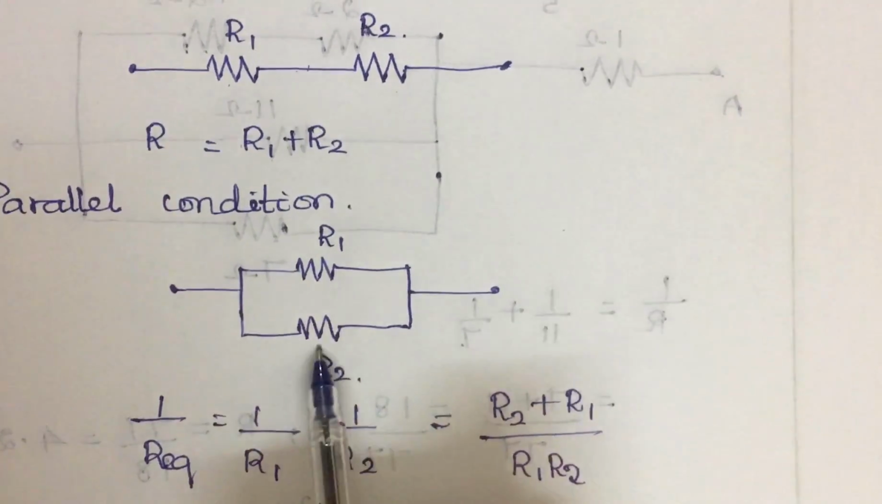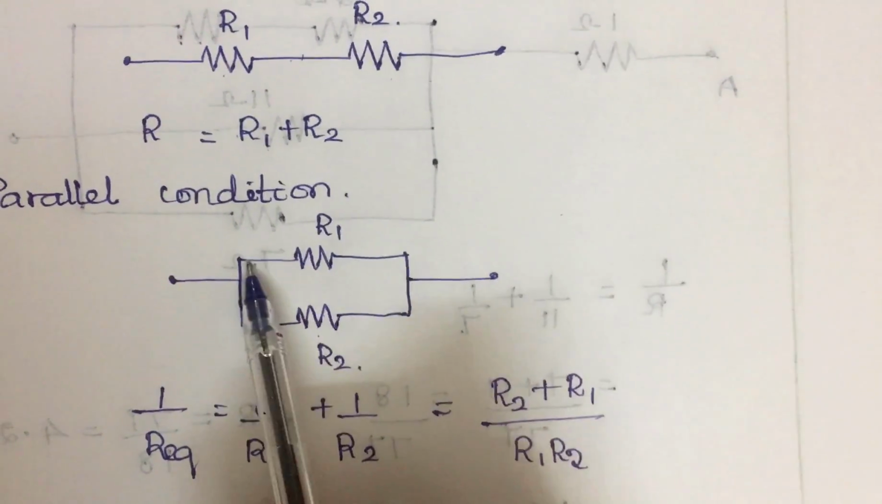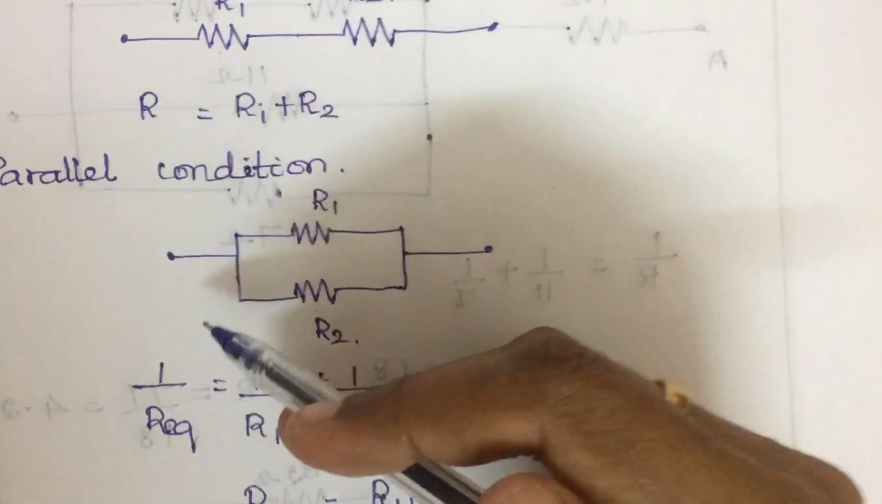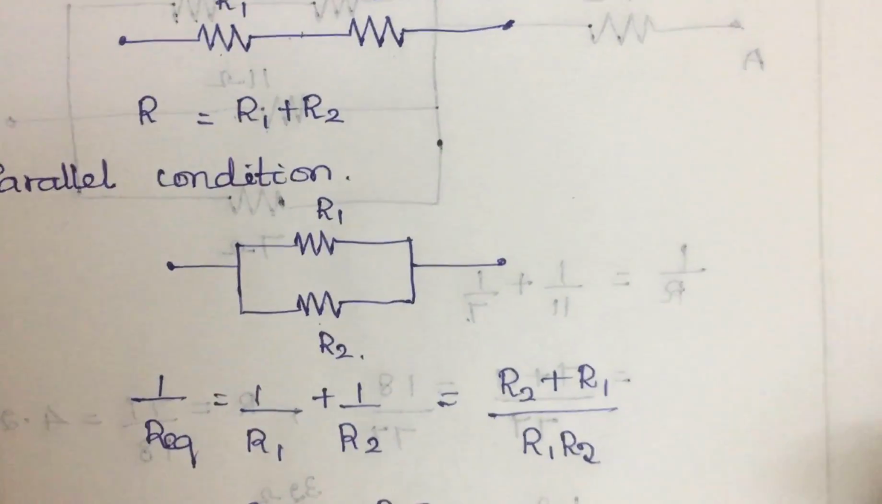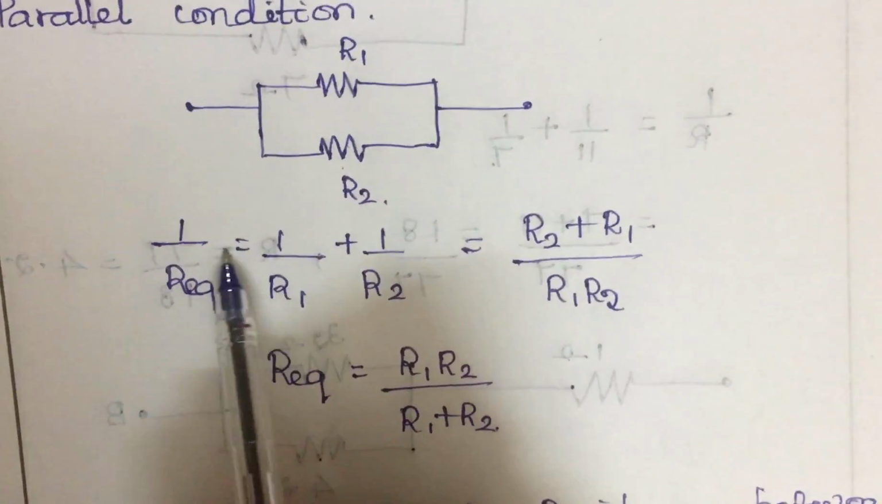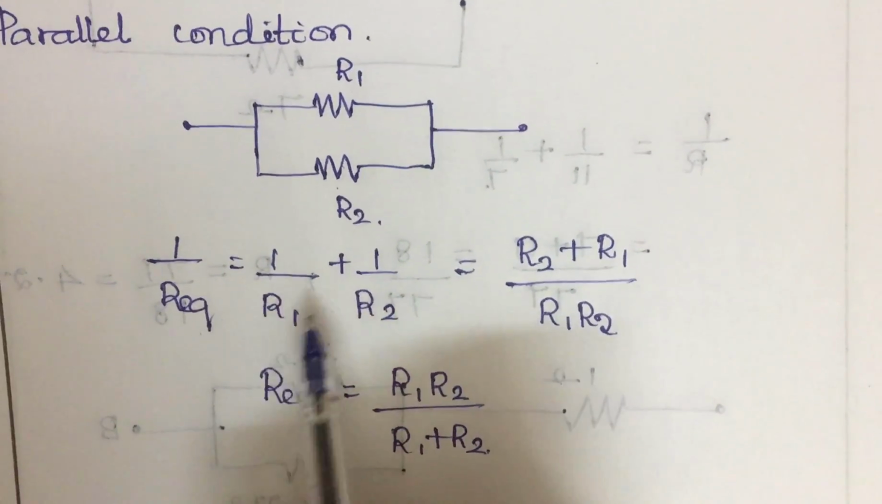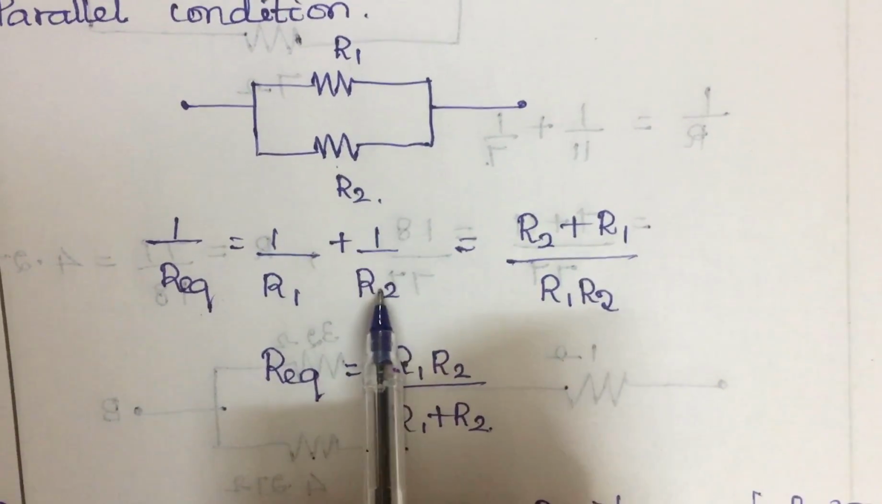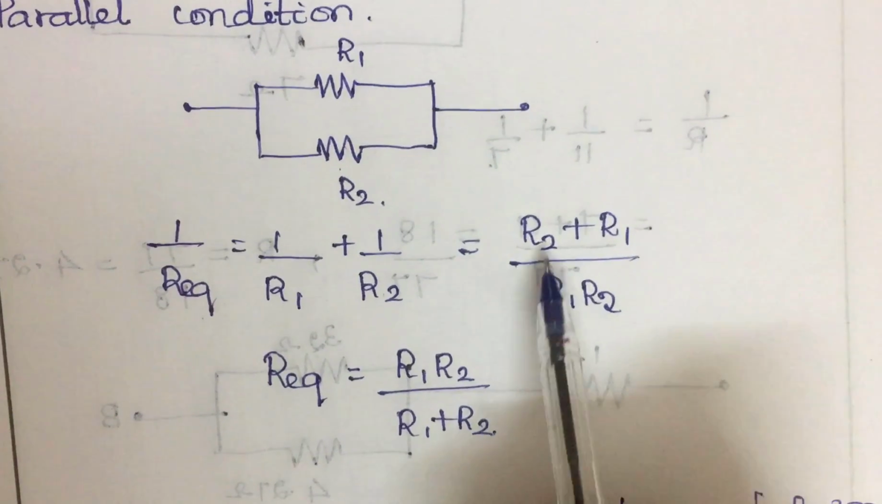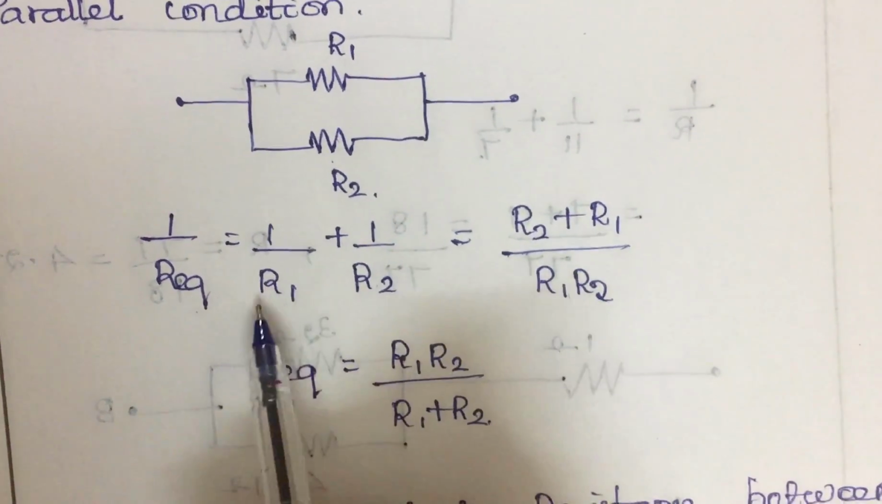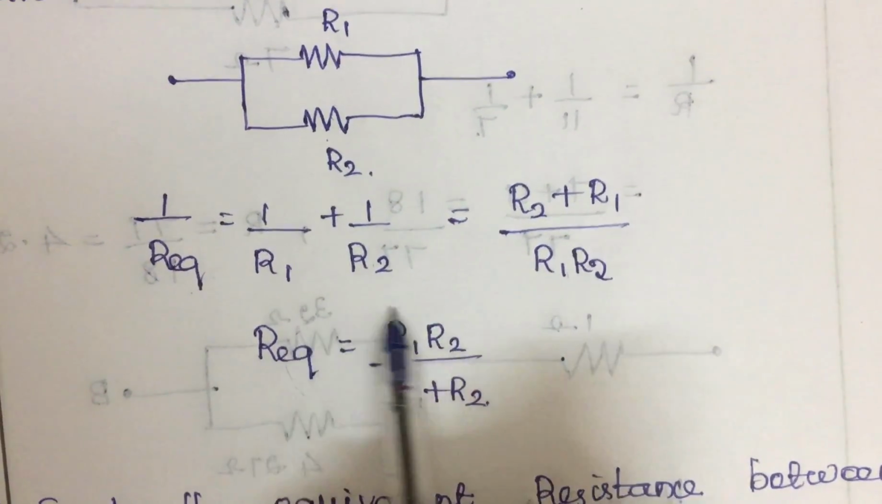If it is connected in parallel, then one is connected below the other. So if it is connected like this, you want to solve using the formula 1 by R equivalent is 1 by R1 plus 1 by R2, and you can take the LCM, or you can simply use this formula or you can use this formula.